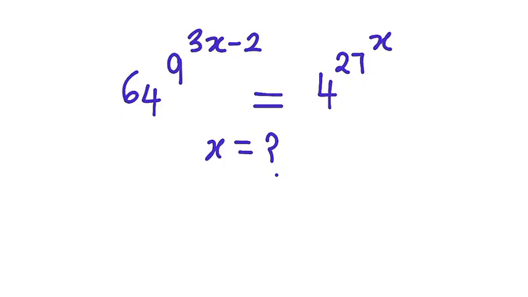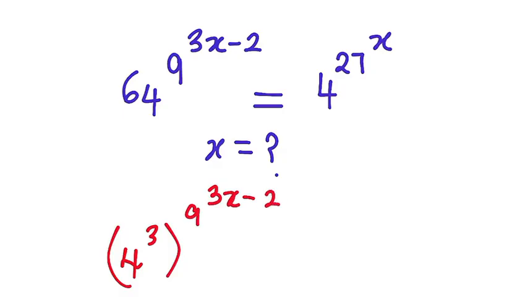Alright, so I'm going to start from here. This 64, I can write it as 4 to the power of what? 4 to the power of 3. 4 to the power of 3, then to the power of 9 to the power of 3x minus 2, then equals 4 to the power of 27, then to the power of x. Okay, so from there we'll continue.